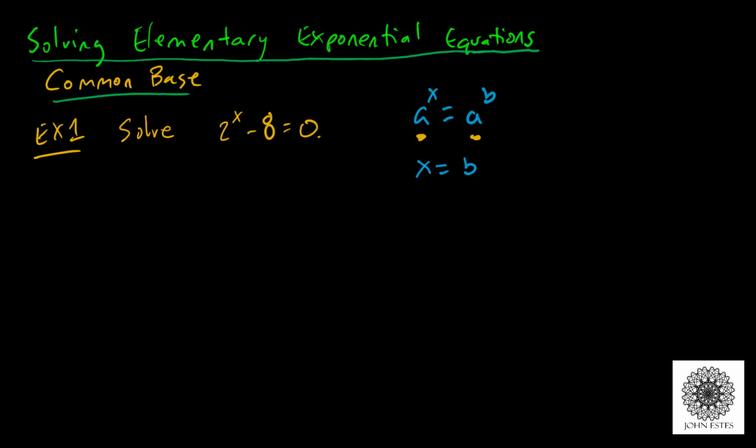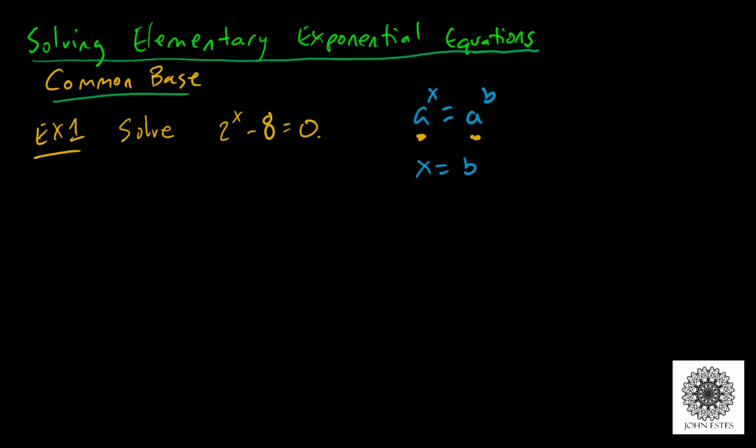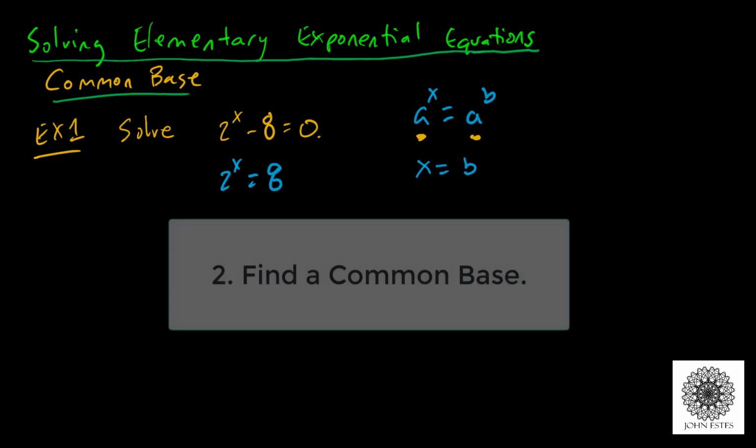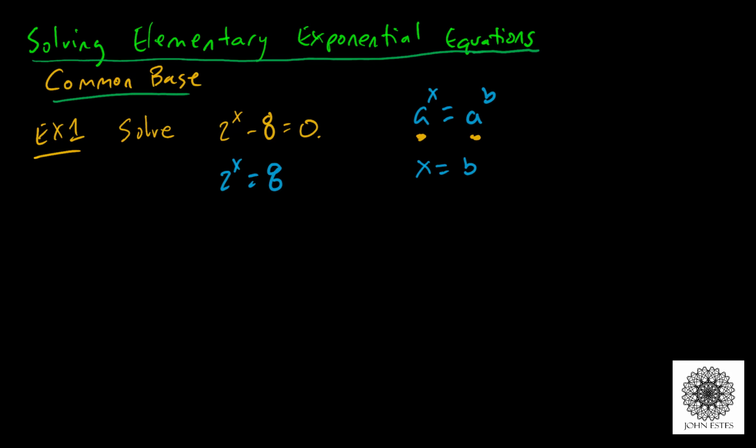Alright, so in trying to solve an elementary exponential equation, the first step is to isolate your exponential. In other words, get your something to the x power by itself. In this example 1, we have to solve 2 to the x minus 8 equals 0. So I need to get 2 to the x power by itself, so I have 2 to the x equals 8. From there, I need to find a base that will work for both sides. This example is a good one to get started with because it's pretty clear that 8 is actually 2 to some power. Now we have 2 to the x equals 2 to the third power.